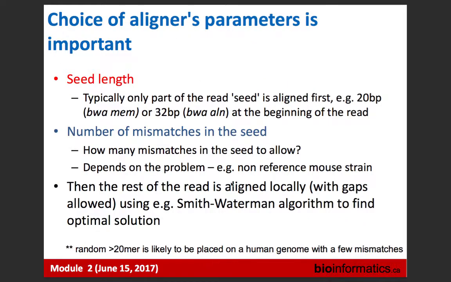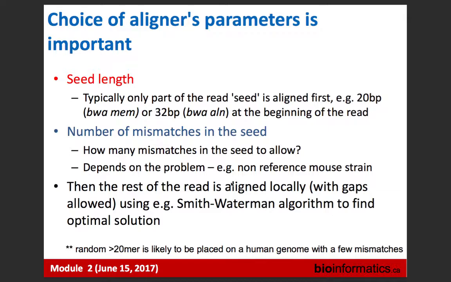So now, when I talk about choices of parameters for aligners, there are two key parameters. There are many parameters. For any aligner, if you run it with no parameters, it will give a long list of what you can choose. The same is BWA, and we will do it in our practicum. But there are two key parameters.